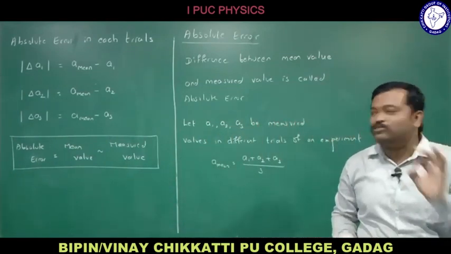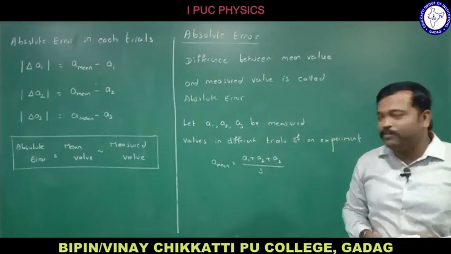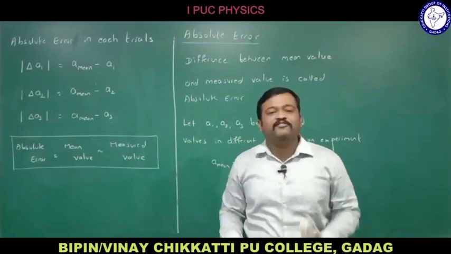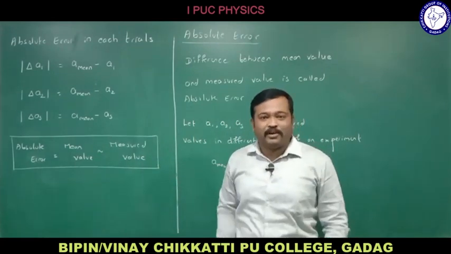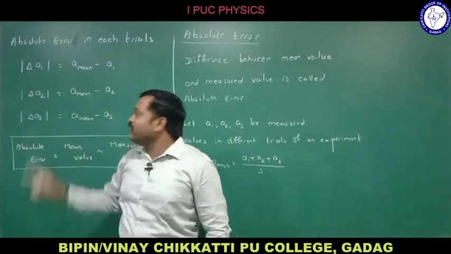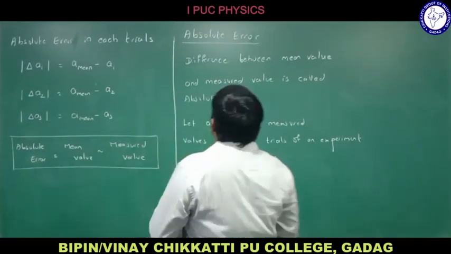How to calculate absolute error? Do you remember? The formula for absolute error is the difference of the mean value and the measured value: mean value minus measured value. That will give absolute error, and absolute error is denoted by delta A, right? So delta A1. This is how we got absolute error.